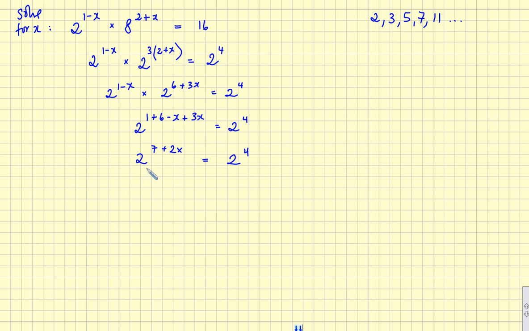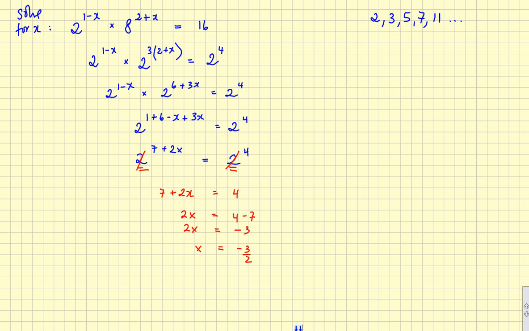I now have a one-to-one relationship in terms of having one base on each side of the equal sign, and therefore I can disregard these, and I end up with 7 plus 2x is equal to 4, so that I can say 2x is equal to 4 minus 7, and then 2x equals negative 3, and x equals negative 3/2. So therefore, in order to make the left-hand side of my equation equal to the right-hand side, I will have to make x equal to negative 3/2.